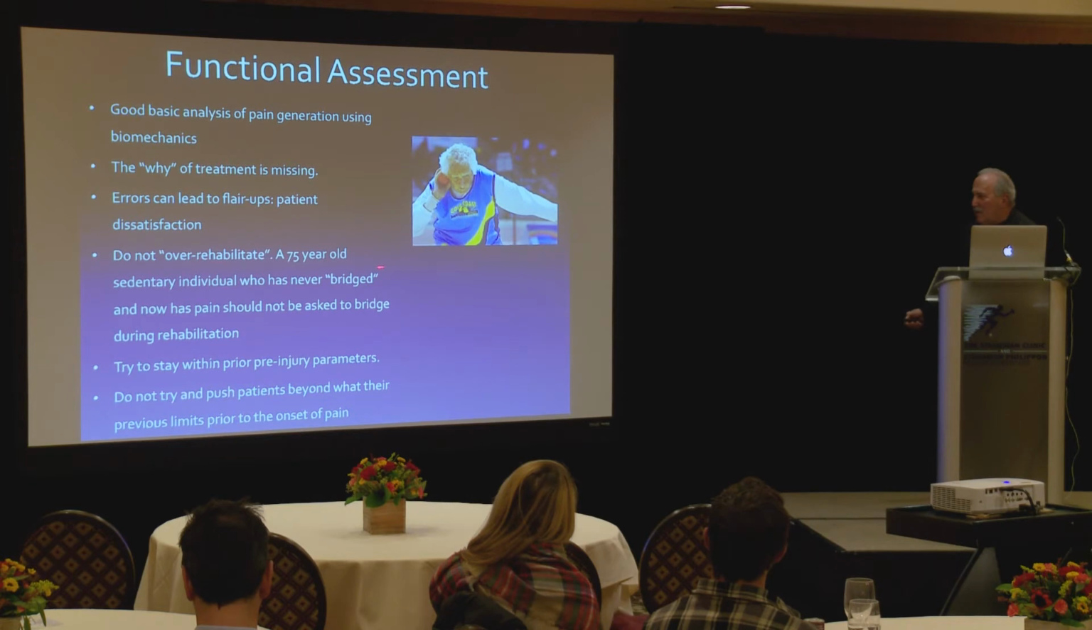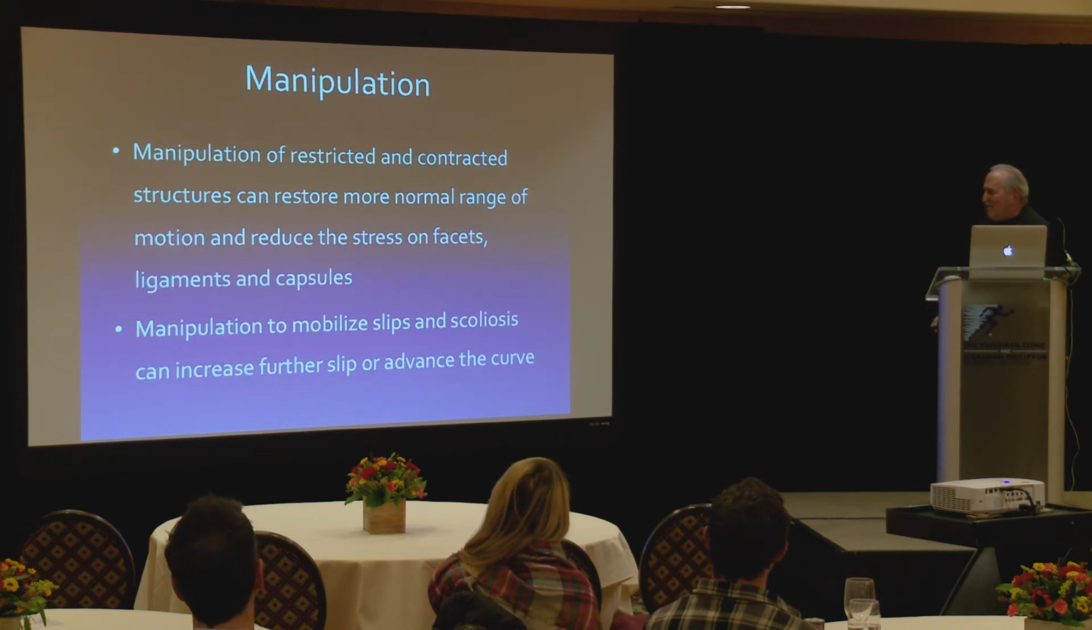One thing I see is over-rehabilitation. You get a 75-year-old who's a shot putter and she has never bridged before. Probably don't have her bridge to try and get her better than she was prior to her injury because you'll aggravate her. Just learn the pre-injury parameters. So don't push patients beyond previous limits. You can take some patients and make them super athletes, but you're never going to make me a super athlete. So you got to remember that.